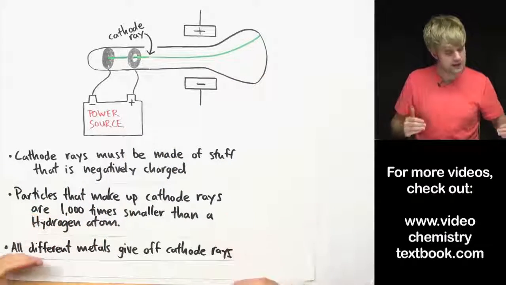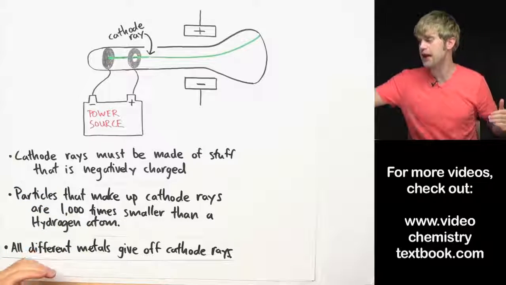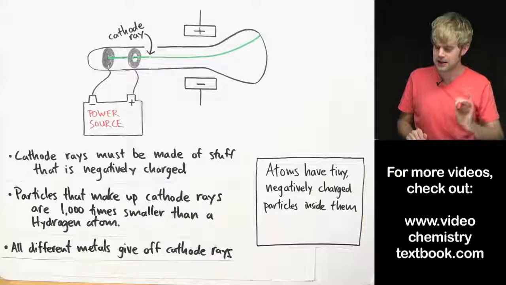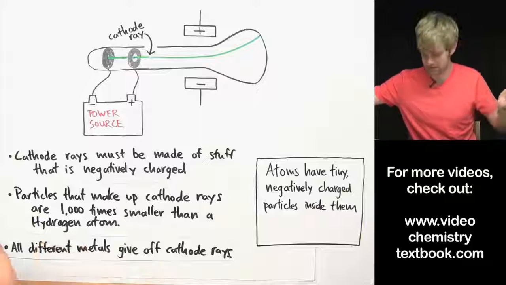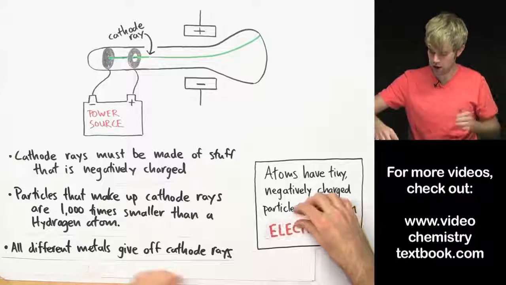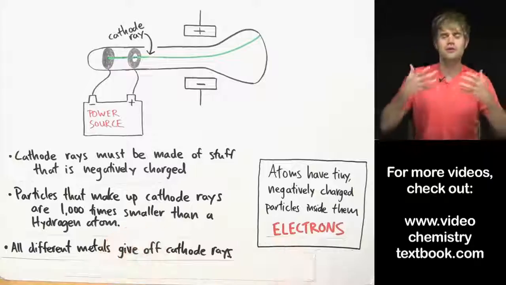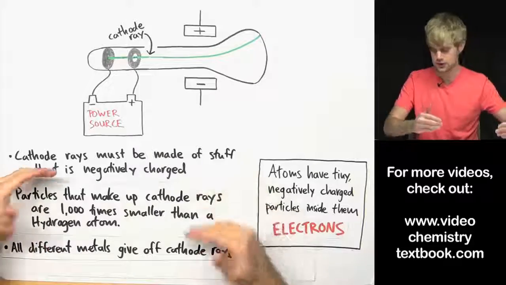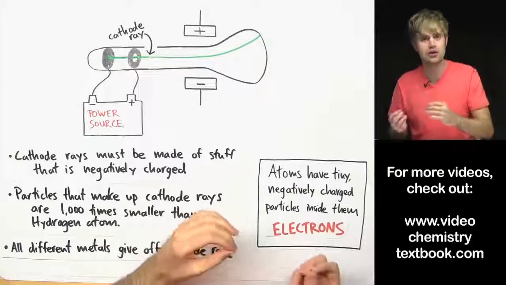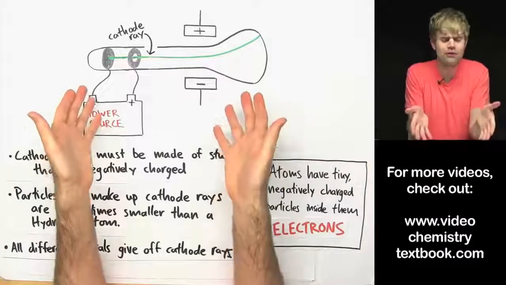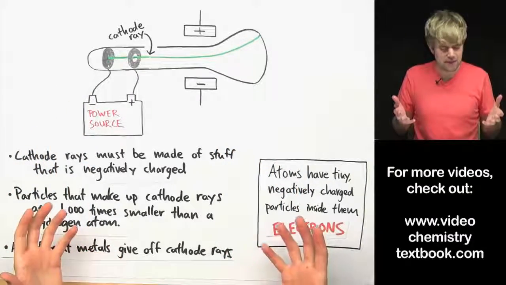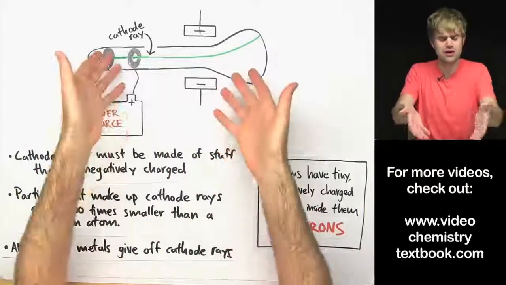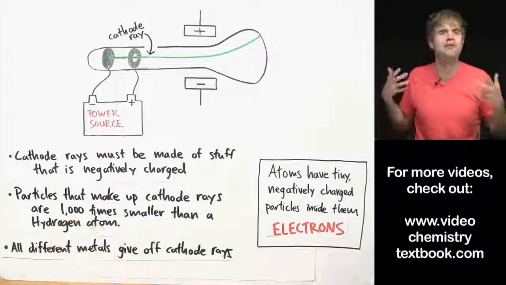So based on these three conclusions, he's able to come up with the idea that atoms have tiny, negatively charged particles inside them, and these things that we're talking about here are electrons. Now, if you're like me when I first learned this, you might be confused how these conclusions definitely tell him that there are electrons inside atoms. I remember when I first learned this stuff, I was thinking, wait, doesn't this just show that electricity or cathode rays have negatively charged stuff? How does this tell us anything about the atoms?